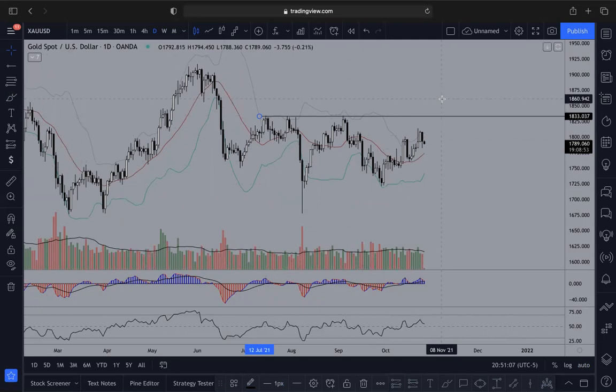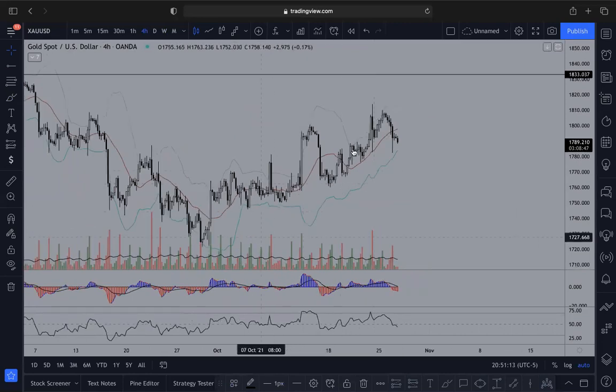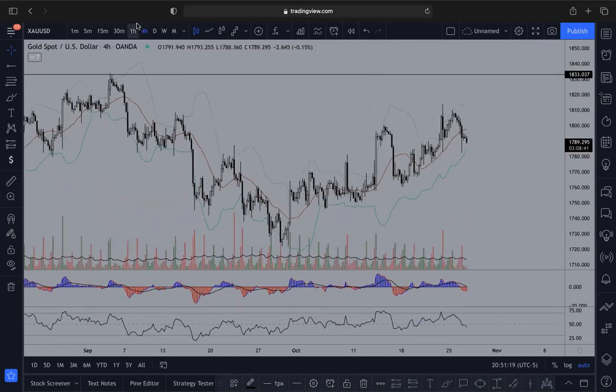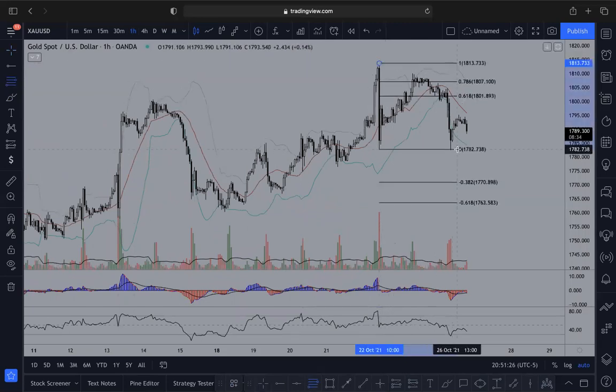But it might not. This trend is still intact on the 4-hour, barely. It could turn here, but it also made a very nice impulsive move down, and it came back up to these fibs and just fell nicely. It's probably going to continue down.